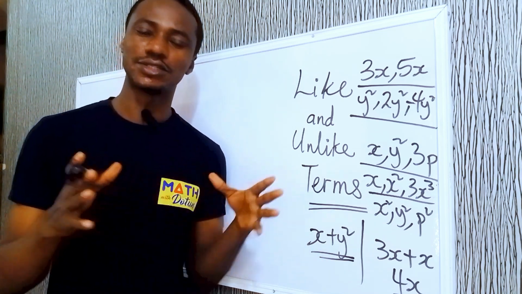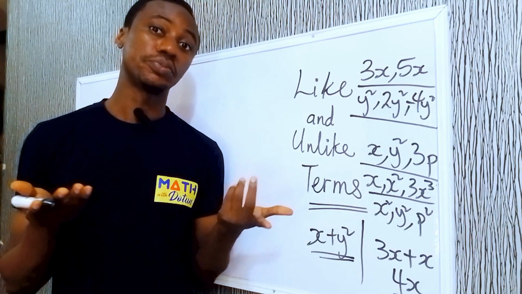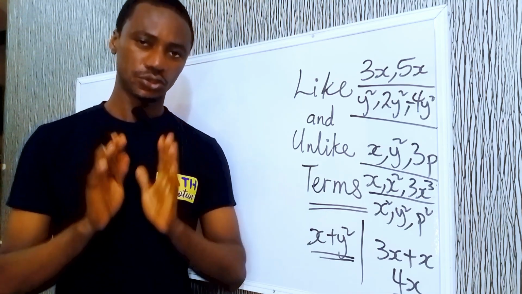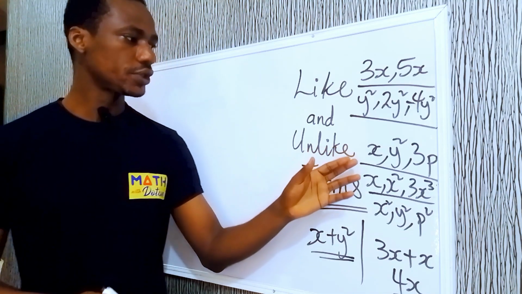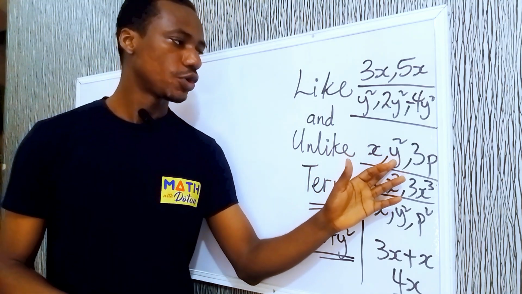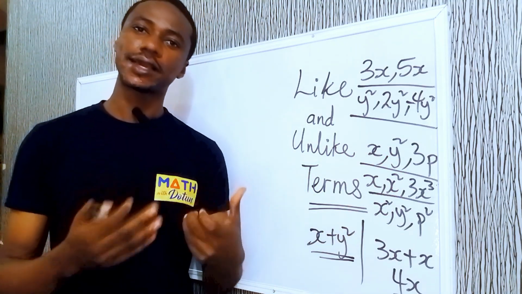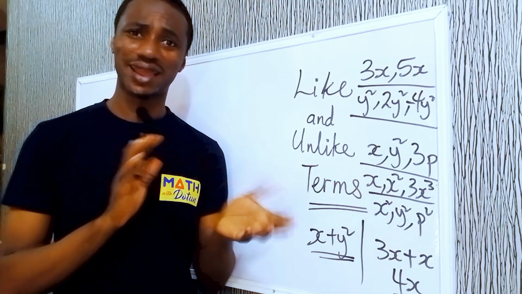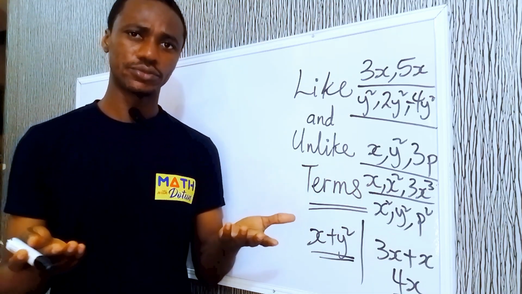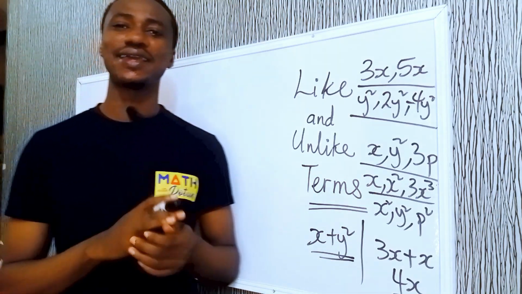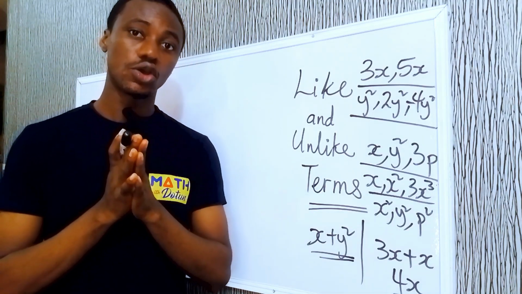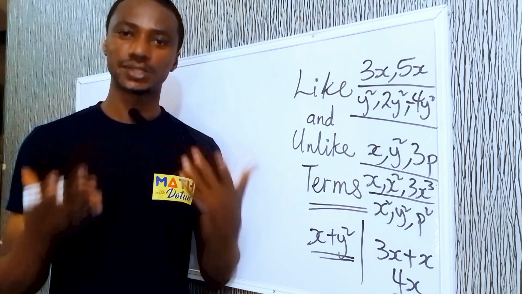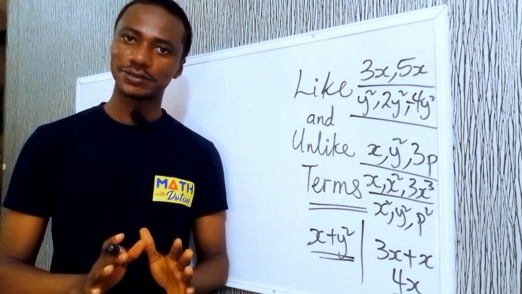That means we cannot add and subtract them. We can multiply, we can divide. You should understand that. I can multiply x times y squared, and that will give me xy squared. I can multiply unlike terms. I can put them together as division, but I cannot add or subtract them while simplifying. I hope that is clear.